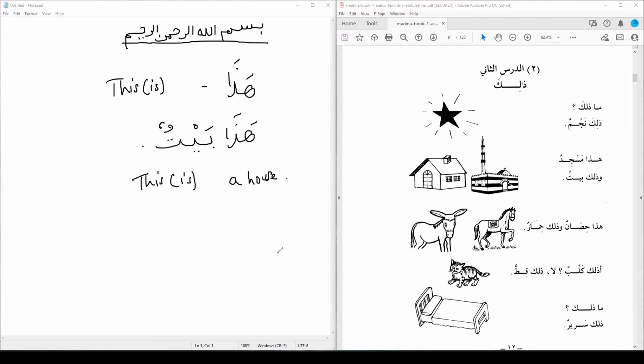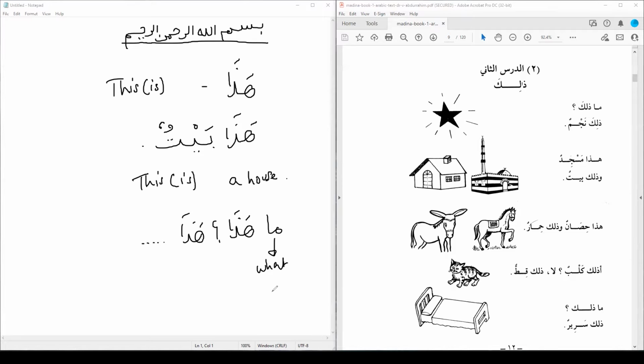We also learned how to create basic questions and answers. So if you don't know about an object, you can say, Ma hadha? What is this? So ma means what? And then you would respond by saying hadha and simply state the object, state what it is.